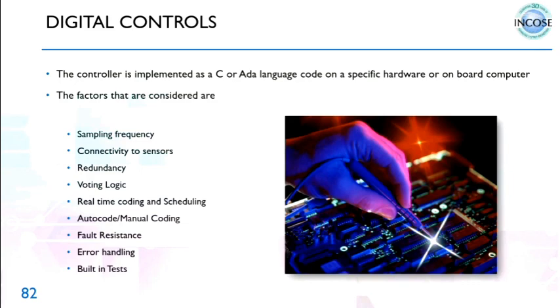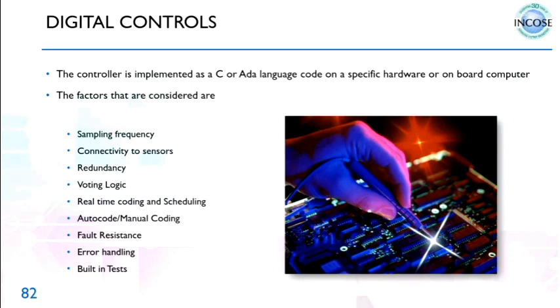So not only do you have to know the flight control system, the algorithms, you need to know all this. What is the sampling frequency? How do you connect it to the sensor? What is redundancy? What is voting logic? I have three sensors, one sensor failed. What do I do with the two sensors? How do I know that a particular sensor has failed? So that is redundancy and voting. How do I do real-time coding? What should be my scheduling? I will schedule the critical things very fast. I will schedule the other tasks very slowly.